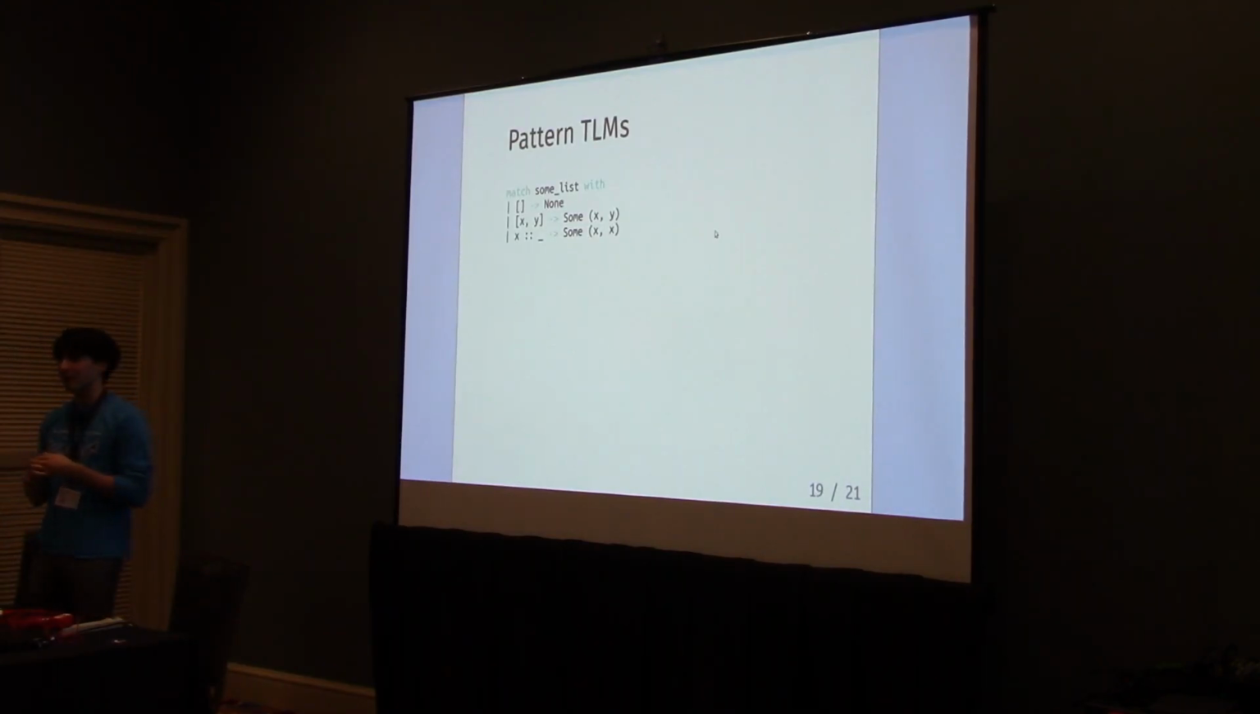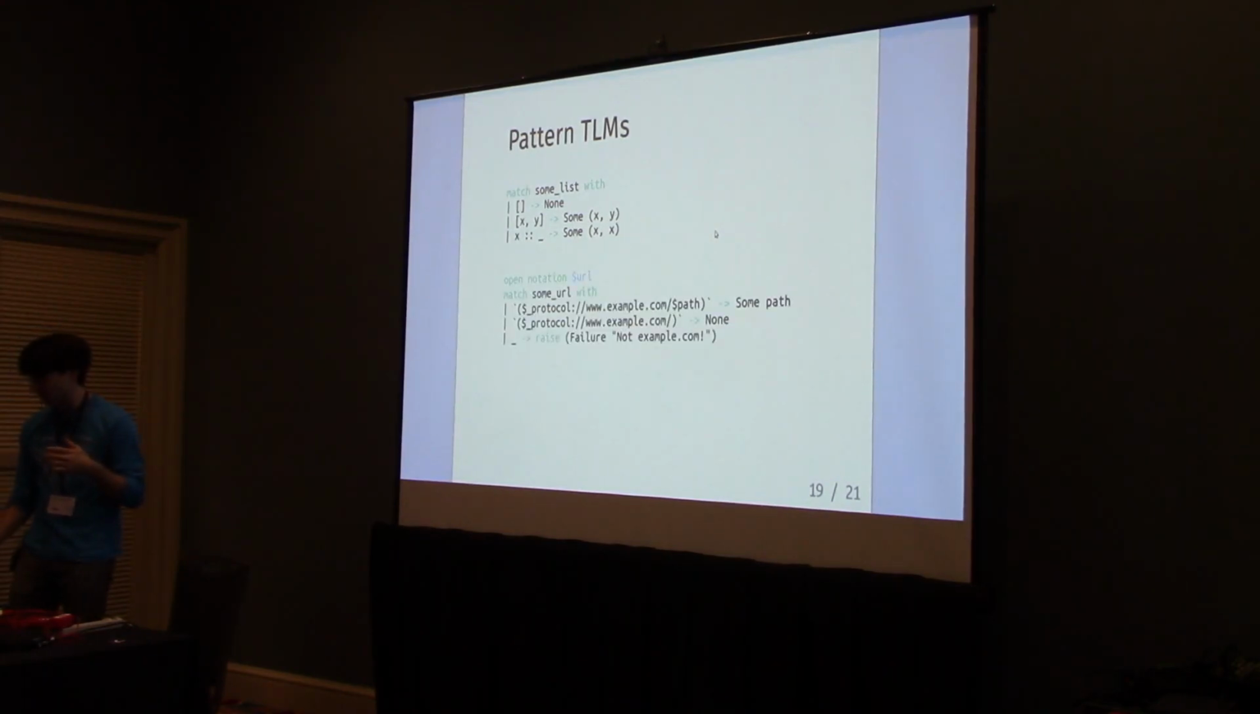There's also theory that supports pattern TLMs. Here we have a list, and we're pattern matching against the list, but using a notation that defines its structure. It'd be nice to be able to do similar things with other notations. For example, a URL: here this would be saying, no matter what the protocol is, if it's example.com, find the path, and here we're going to return some path. No matter what the protocol is, if it's example.com without a path, return none. Otherwise, raise a failure. This is looking at the structure of a URL that has already been parsed into a structured object, and then matching on it. So this is not supported, but it'd be great to do.